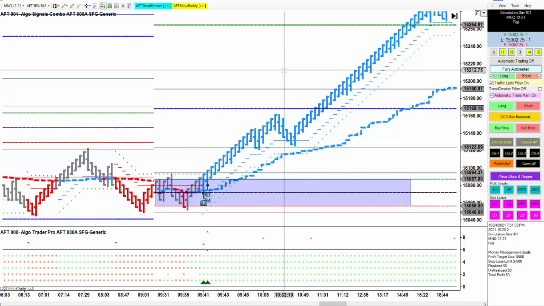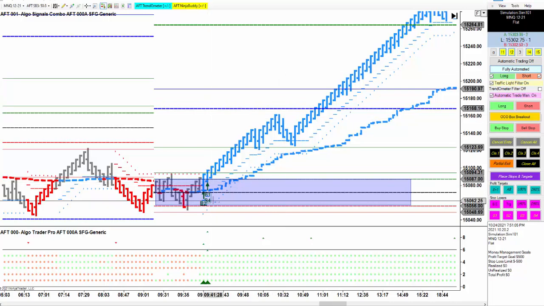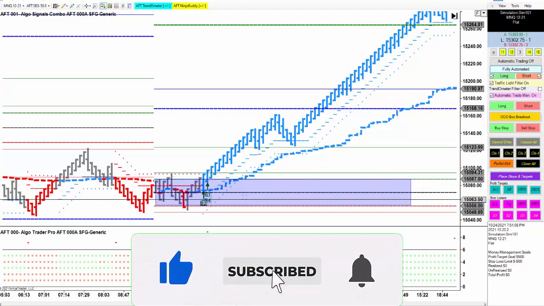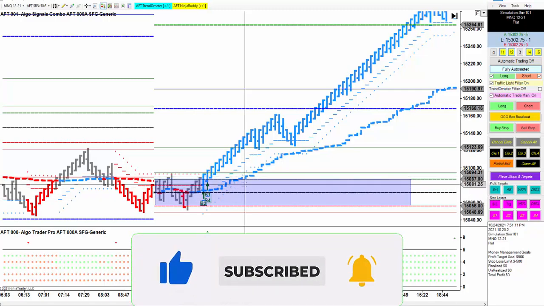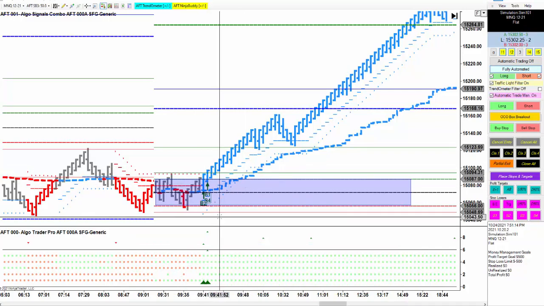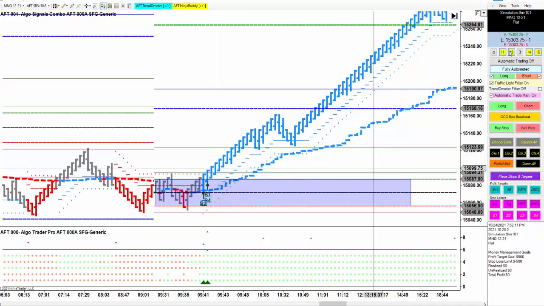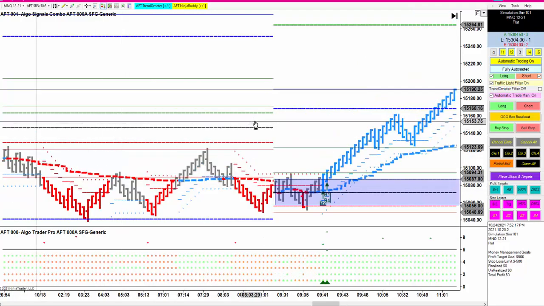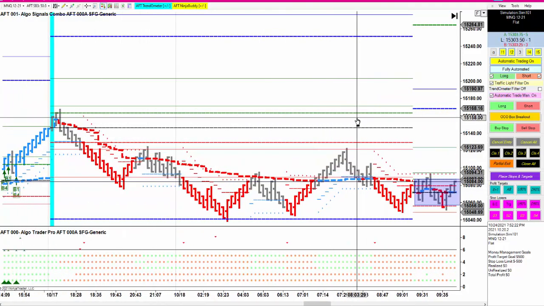This is the MNQ. And you can see the shaded area here is the no trade zone. So the software will not execute any trades inside that area because we're looking for the market to break out one way or the other, to the upside or to the downside. Now, if I turn automatic trading on, and this is fully automated, the software is going to take all signals, long, short, right?